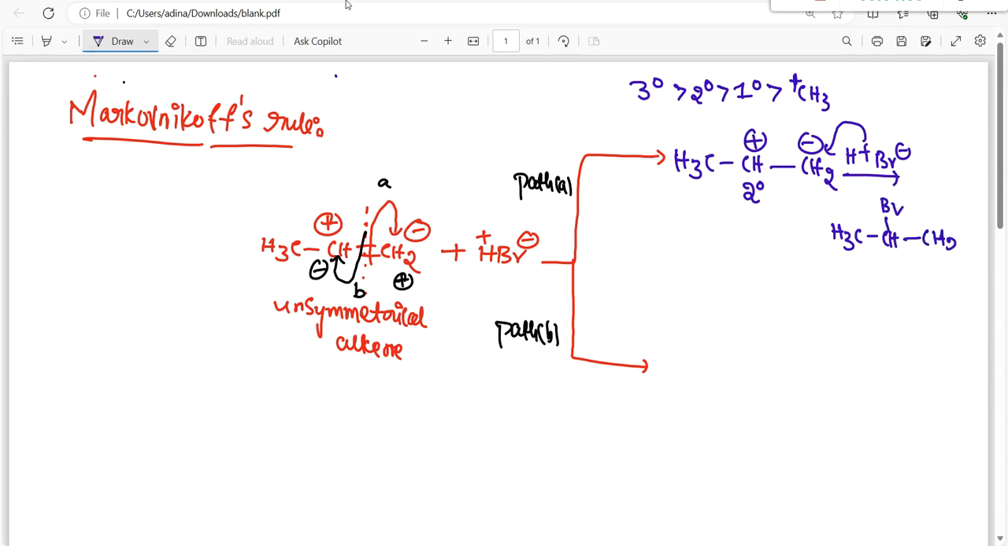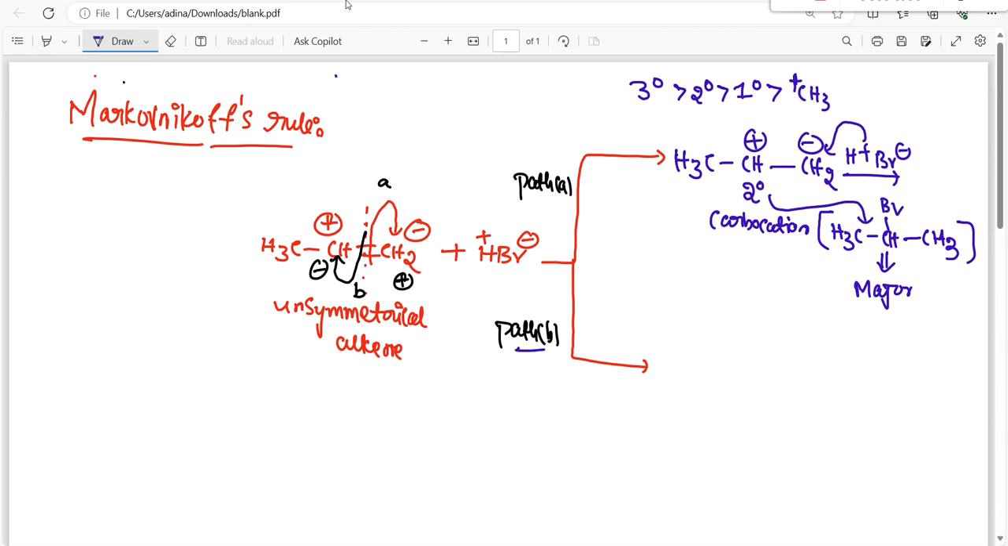Because CH2 reacts with H, it becomes CH3. According to Markovnikov's rule, we consider this the major product. Why? Because this product is obtained from a highly stable secondary carbocation. That's why this compound is the major product according to Markovnikov's rule.